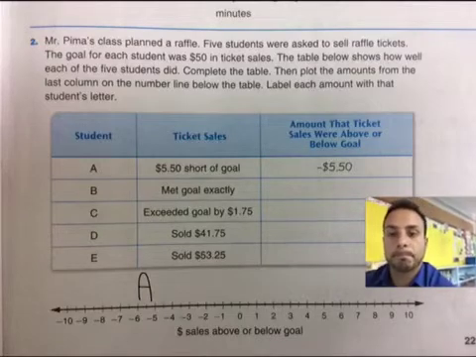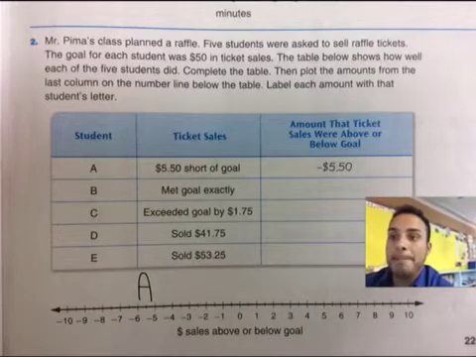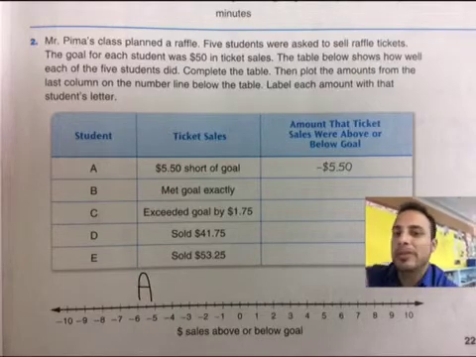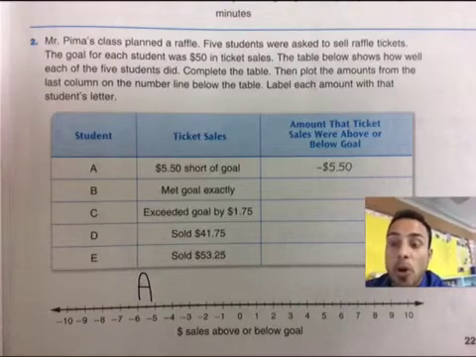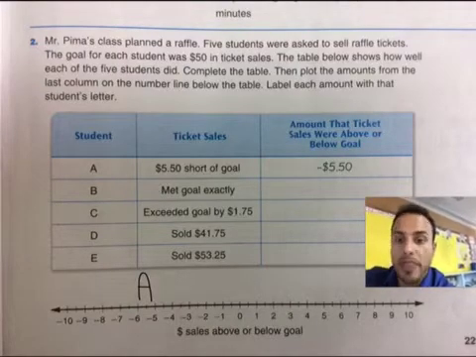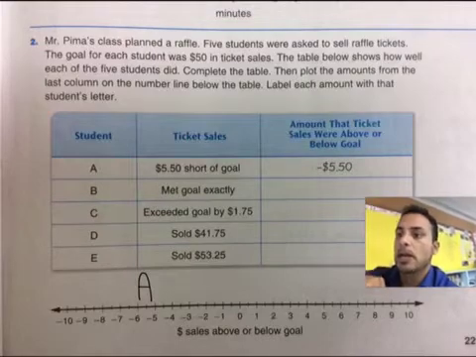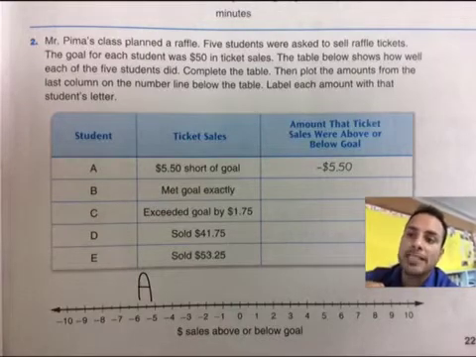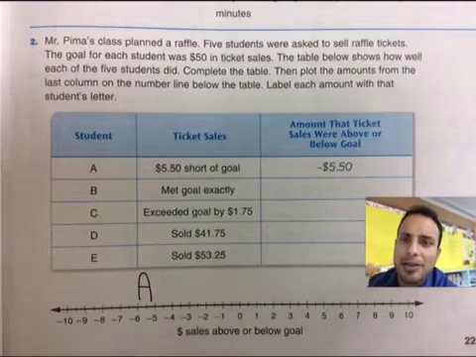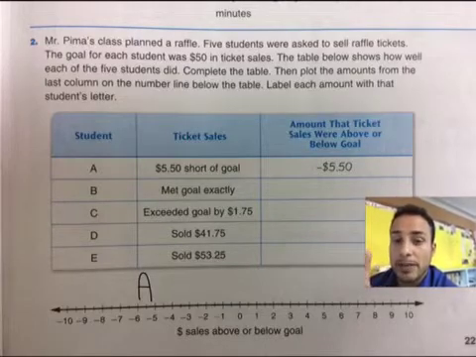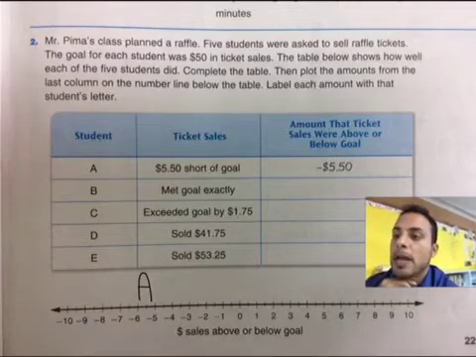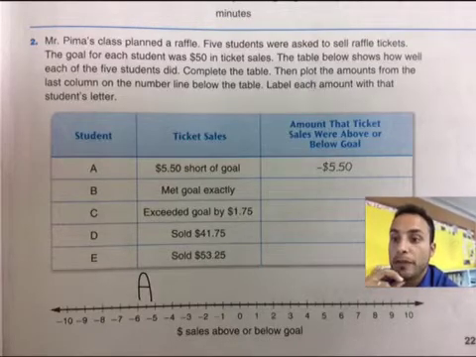A. All right? B, met the goal. Exactly, met the goal. No plus, no negative. Go ahead and plot B. C, exceeded goal by $1.75. Exceeded, more than, exceeded, more. D, sold 41.75. 41.75, that's not quite the goal. The goal is 50. So how much more did D need to get to the goal? 41.75. So that means 8 something. You figure it out.